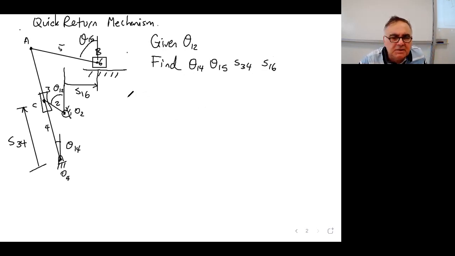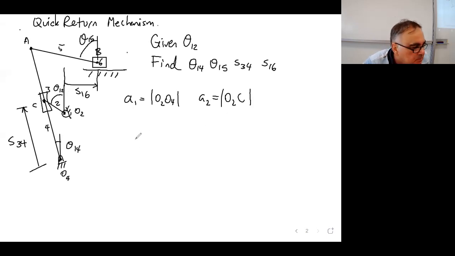And also we have the link lengths. A1 is, let's say, O2O4, with this distance. And supposedly they are on the same line. Then we have A2 is O2C. A4 is O4A. And you have A6 is O2D. What is that? Oh, this is D.